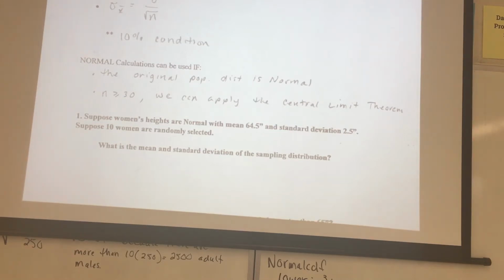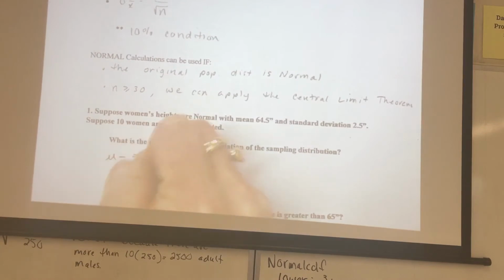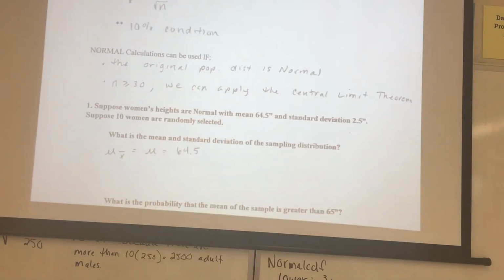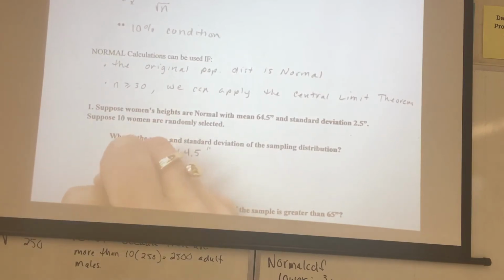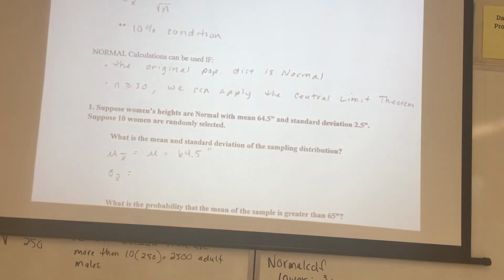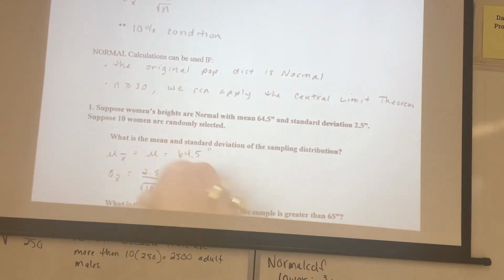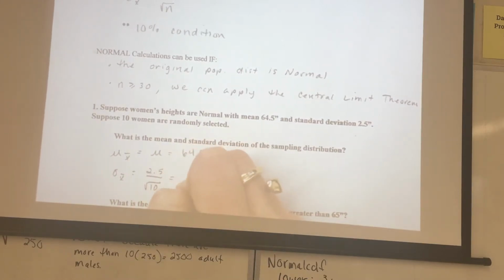Good. Let's do a problem. Suppose women's heights are normal with a mean of 64.5 and standard deviation 2.5, and we select 10 women. We want the mean and standard deviation. The mean of x bar is equal to the mean that's given, which is 64.5 inches. The standard deviation of x bar is the given standard deviation of 2.5 divided by the square root of the sample size. So this is about 0.79 inches.